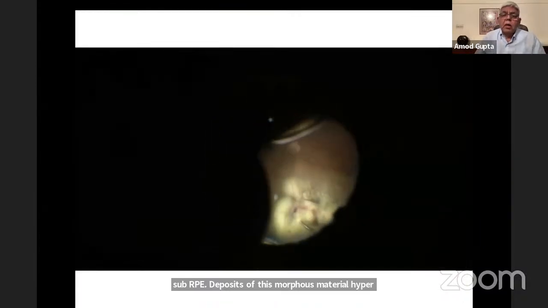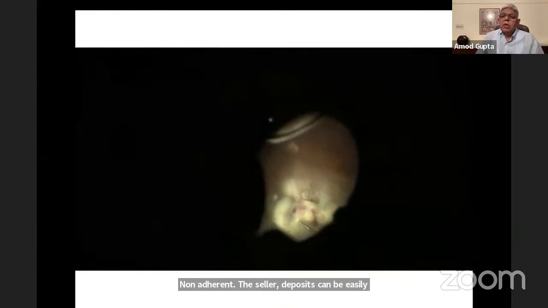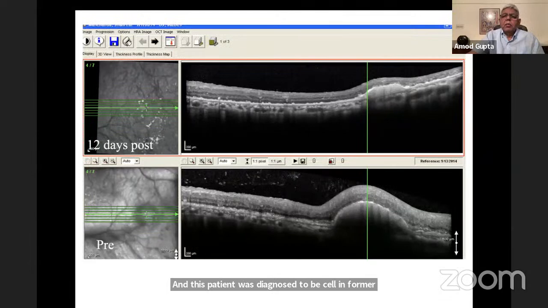Again, this patient underwent surgery, and the point I wish to highlight here is that this amorphous sub-RPE non-adherent cellular deposit can be easily aspirated through a 25-gauge soft tip cannula and subjected to cytopathology. Here, the cytopathologist has to be on alert that we are submitting a sample so that it can be processed within minutes, and it has to be transported in cold medium or in a cold thermos. And this patient was diagnosed with B-cell lymphoma based on the cytopathological features.